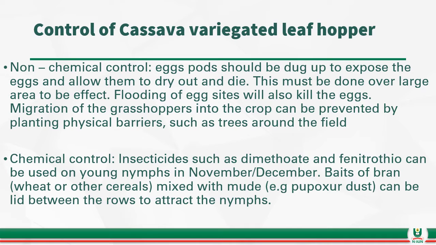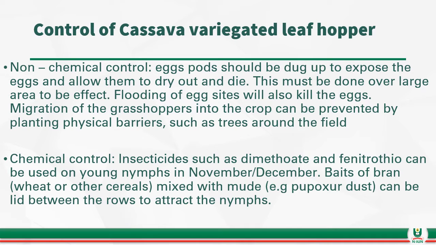So this must be done over a large area to be effective, because you cannot do it in just one point on the field. Also, flooding of these egg sites will kill the eggs. Flooding just simply means introducing water at a very high speed and a large quantity of water, so that the eggs will not be able to breathe, and then they won't be able to survive.